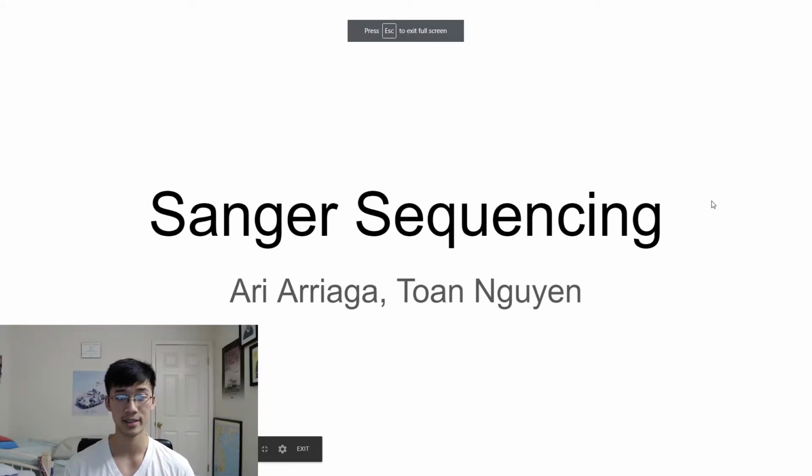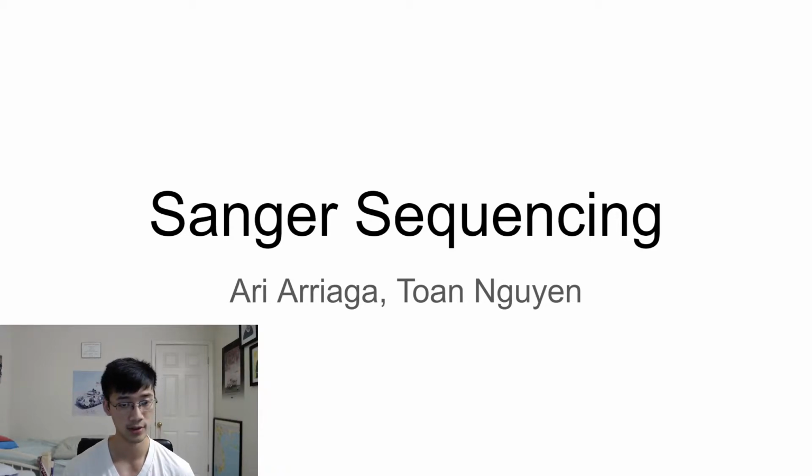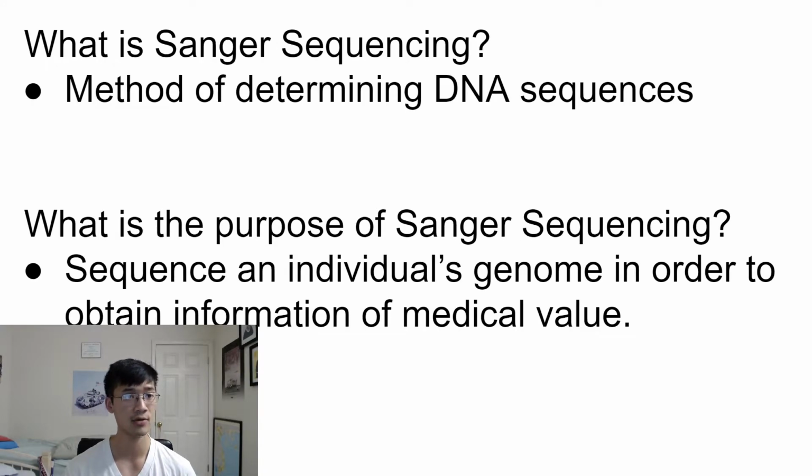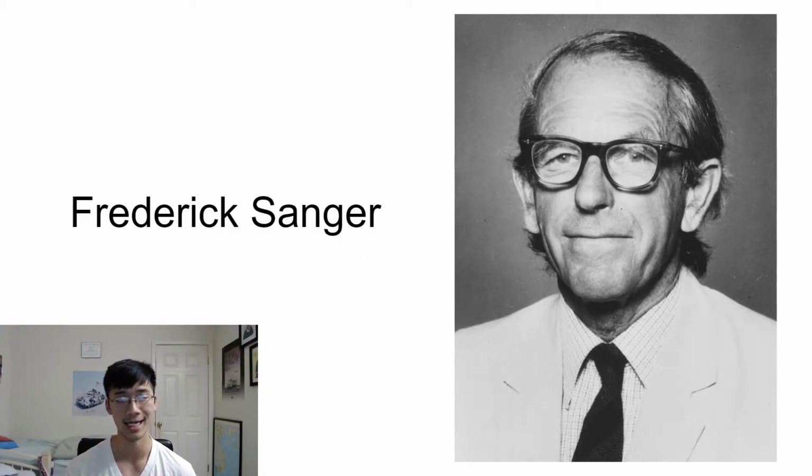Alright, so this presentation is on Sanger sequencing, and before I go into detail about how Sanger sequencing works, I will first simply define what Sanger sequencing is. Sanger sequencing is simply a method of determining DNA sequences. It was first developed by Frederick Sanger in 1977 and remained the most widely used method for DNA sequencing for around 30 to 40 years.